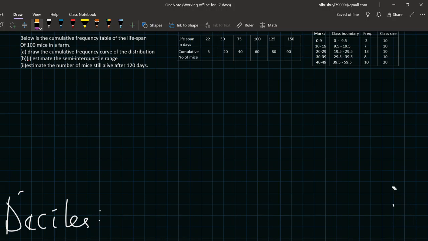We have the question. It says, below is a cumulative frequency table of the lifespan of 100 mice in a farm. 1, draw the cumulative frequency curve of the distribution. 2, estimate the semi-interquartile range. 3, estimate the number of mice still alive after 120 days.